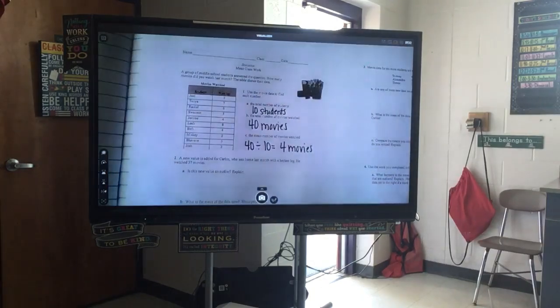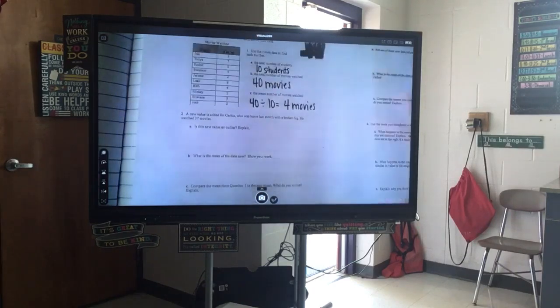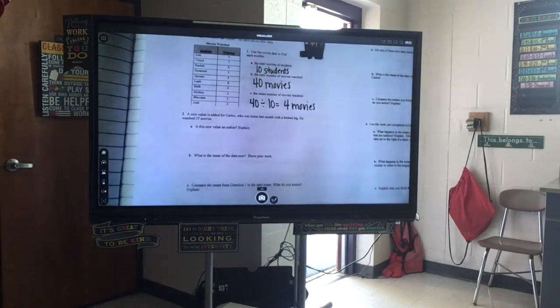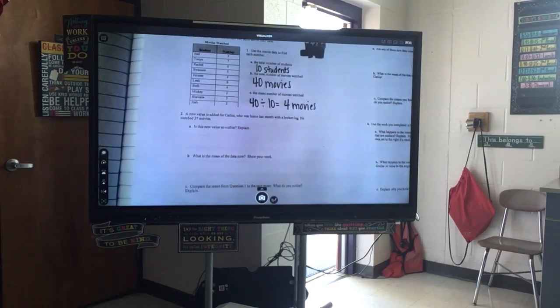All right, how many of you have gotten to statistics on Imagine Math? If you're in 7th grade, you should raise your hand because you definitely got to statistics. If you're still in 6th grade, you may or may not have. Okay, the next part we're going to talk about outliers. You're going to hear this word today and tomorrow. A new value is added for Carlos, who was home last month with a broken leg. He watched 37 movies. Is the new value an outlier? Explain why it is or why it is not.